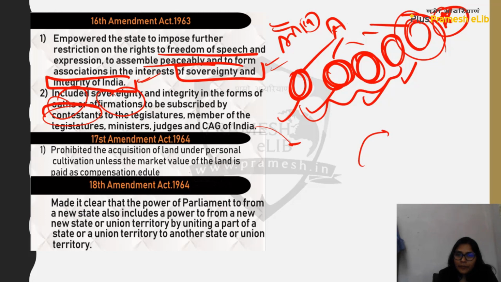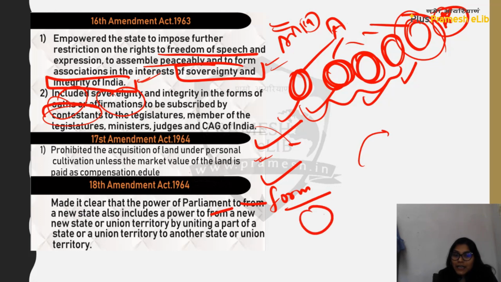Then we come to the 17th Amendment Act of 1964. It prohibited the acquisition of land under personal cultivation unless the market value of land is paid as the compensation due. So this is not that important, and we will move on to the 18th Amendment Act of 1964. It made clear that the power of Parliament to form a new state also includes the power to form a new state or union territory by uniting a part of a state or union territory to another state or union territory.